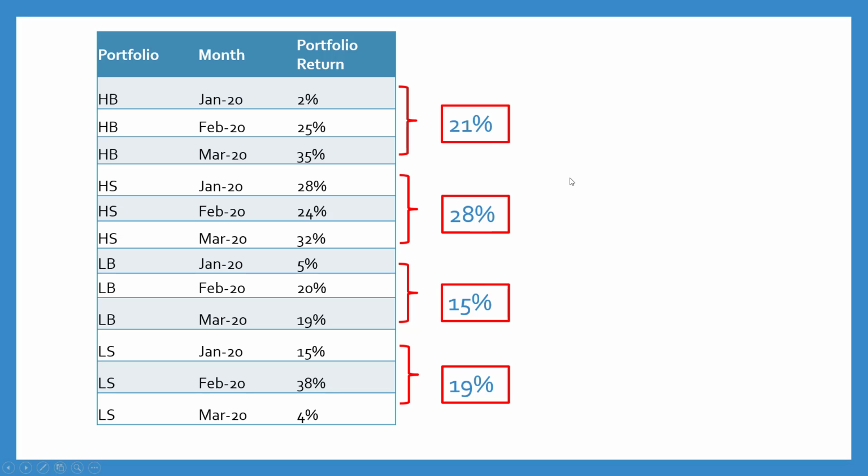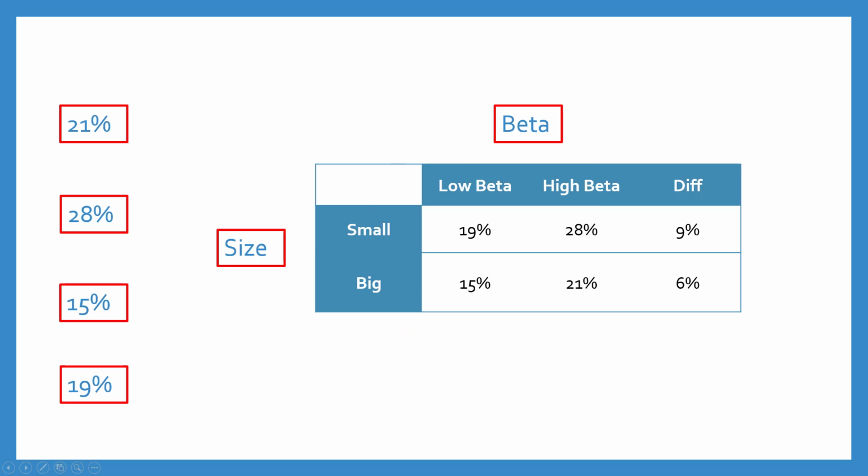To make a pattern out of it, let's convert that into a table. I have converted these returns into this tabular format so we can easily analyze it. We have low beta and high beta, and then we have small size and big size portfolio. At the intersection of these two variables, we have a portfolio.